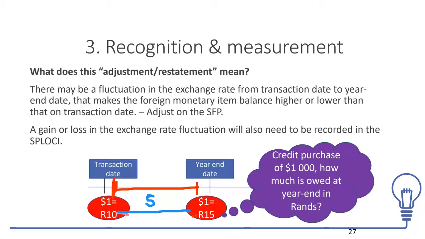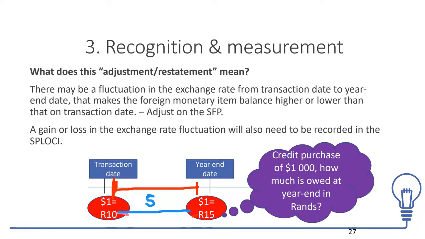So our inventory would have been 10 Rand. Now that's not going to change. The inventory is going to stay the same. But the creditor that relates to that inventory, when we eventually want to pay them, or let's say it comes to year end, they are now worth 15 Rand. We still owe them $1, but they are now worth 15 Rand because the exchange rate has changed.